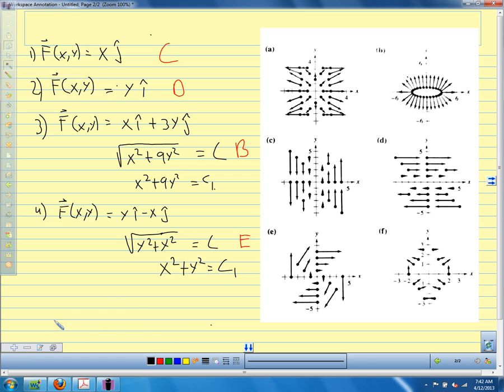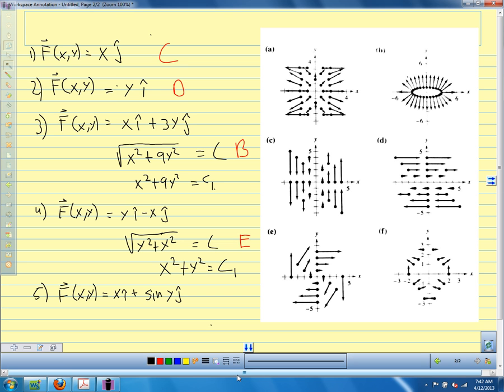So we've eliminated quite a few of them. The next one we're looking at is our vector field x i plus sine y j hat. I have to think about this one a little differently. Any ideas? It's either F or A, right? A. So what do you think, A, Sean?